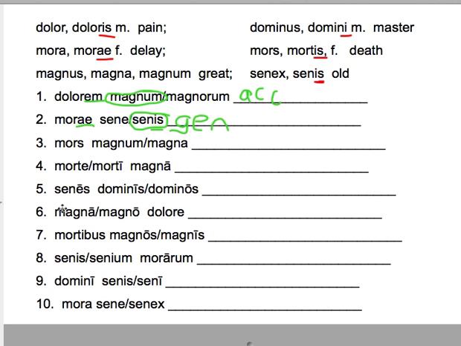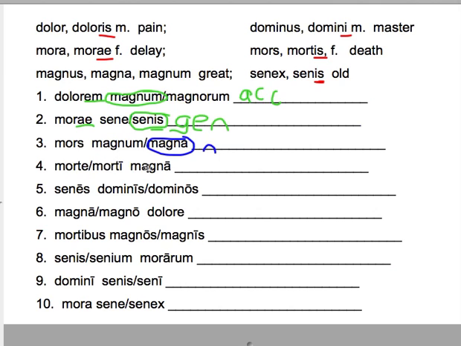Okay, welcome back. All right, so over here we've got mores. That's a nominative singular feminine. So I'm looking for magnus, magna, magnum that's nominative singular feminine. This is the only one that's nominative singular feminine, magna. So that's nominative, and it would be a great death.